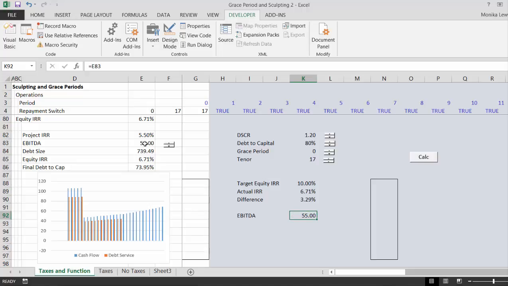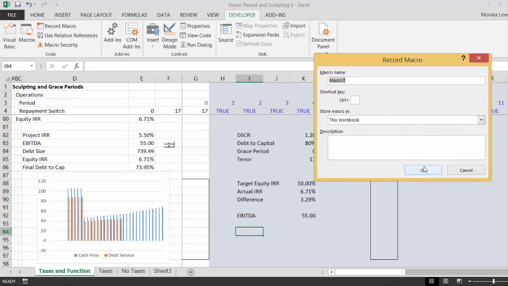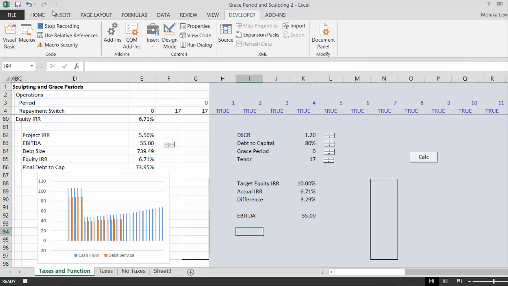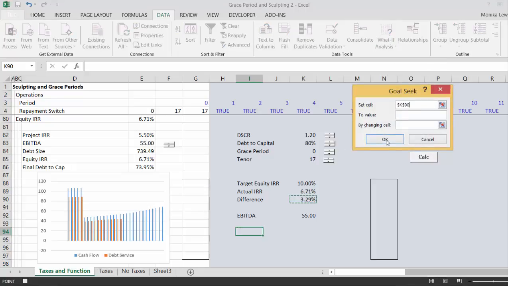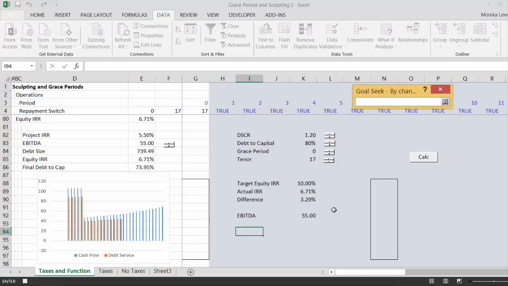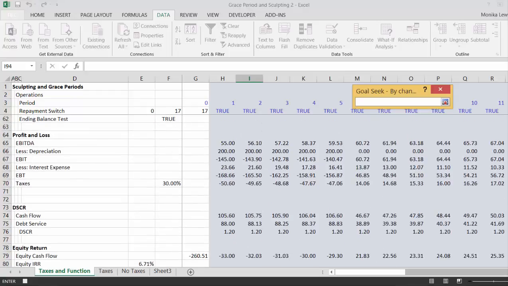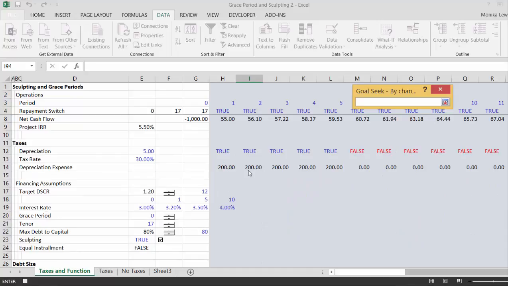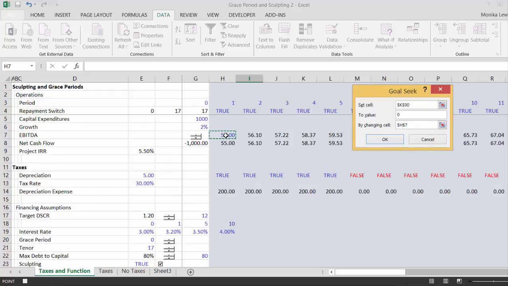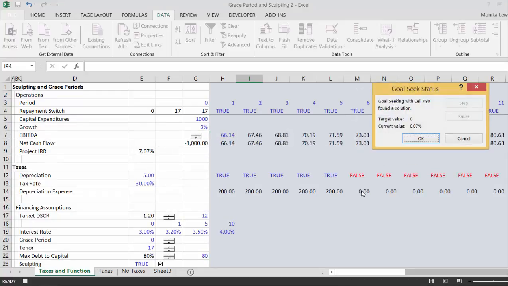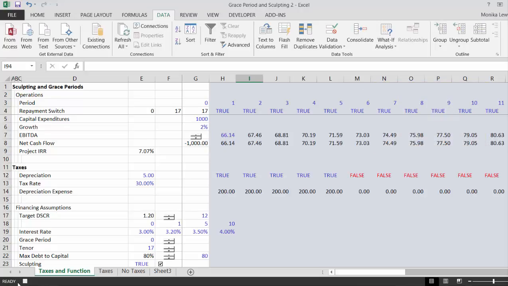Now, oops, now we can make a goal seek macro. Okay, and in our goal seek macro, let's go to Data, What-If Analysis, and Goal Seek, and make the difference equal to 0 by changing the EBITDA, but we better find the input for the EBITDA. That better be a blue number. Oh, come on. Okay, and I should name all these ranges. Okay. And let's stop the macro.